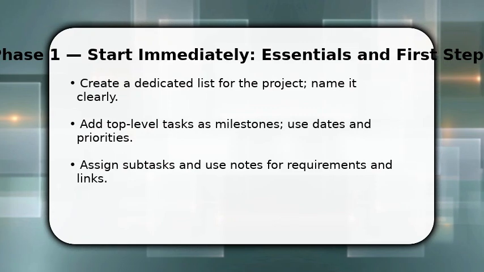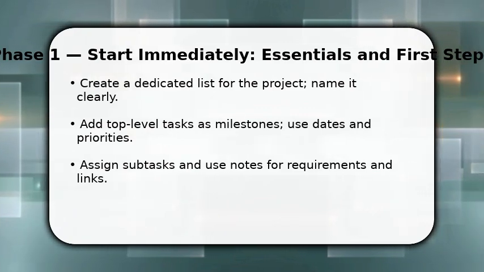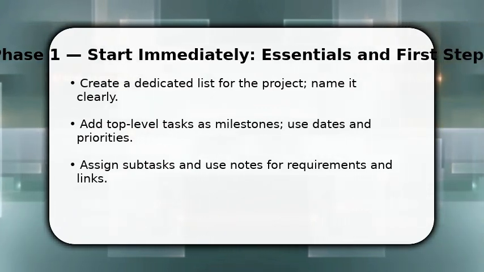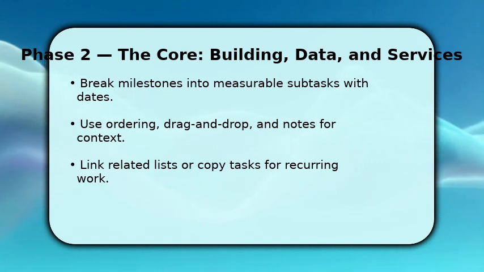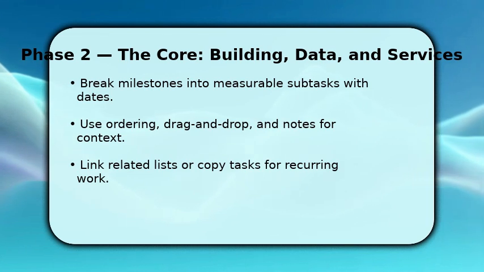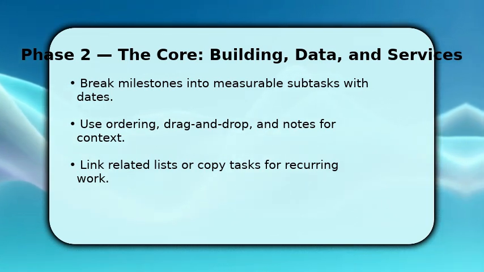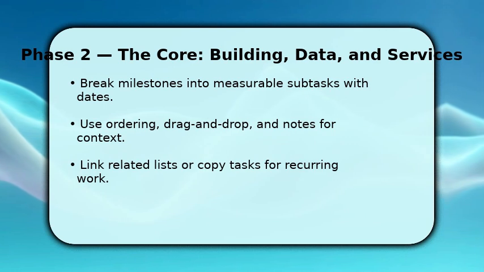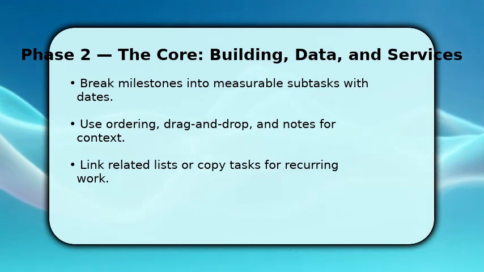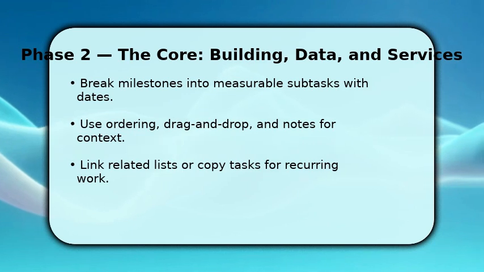This setup forces a clear work structure and reduces decision friction later. You now focus on execution. Break each milestone into measurable subtasks with specific dates so progress is visible. Drag tasks to order them by priority and use the notes field to capture acceptance criteria, links, or quick estimates.